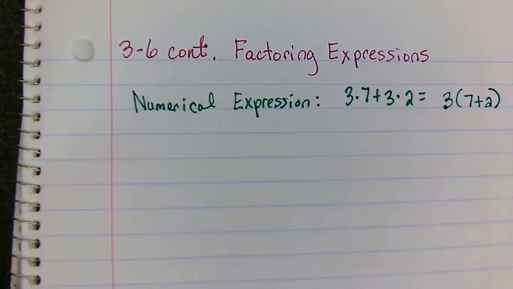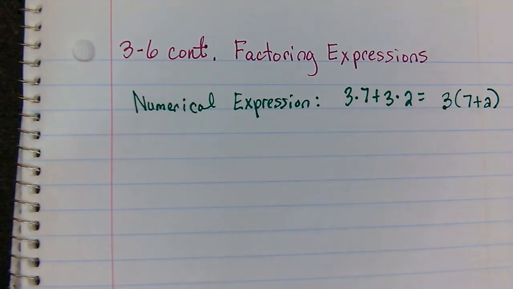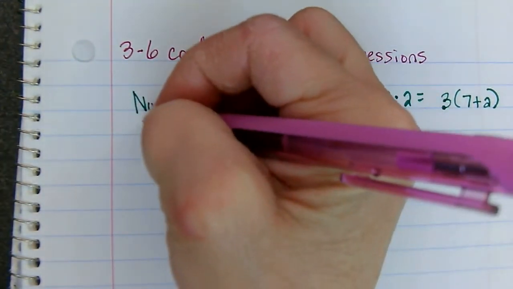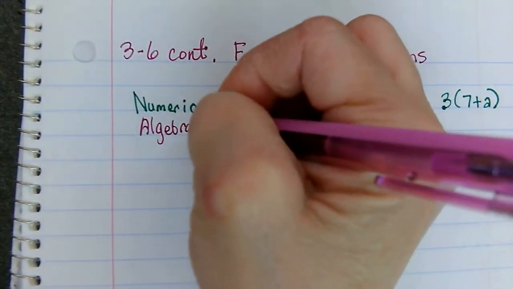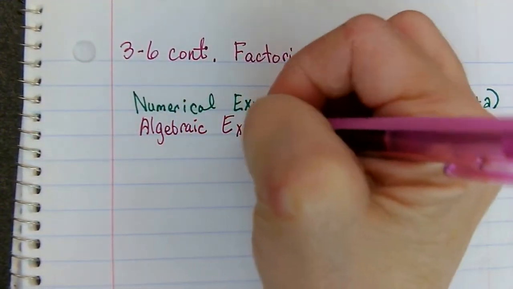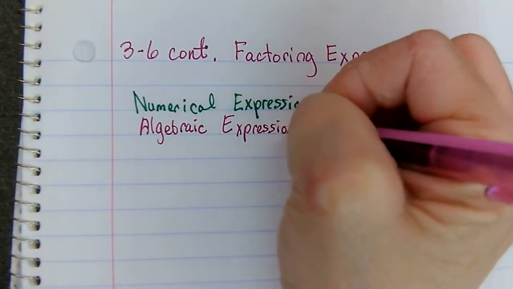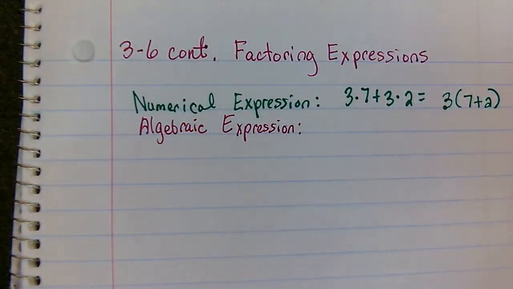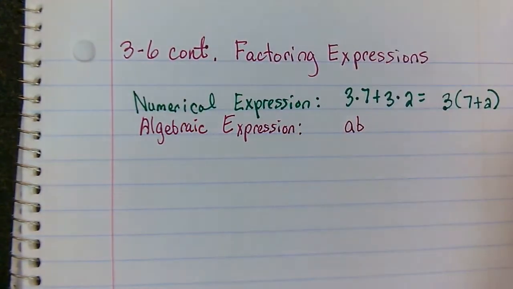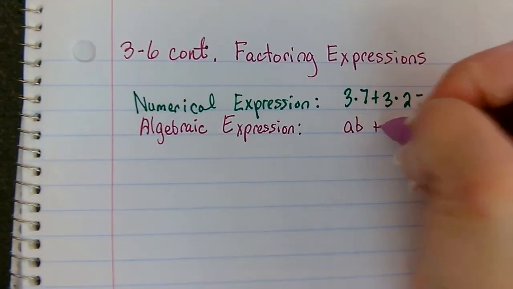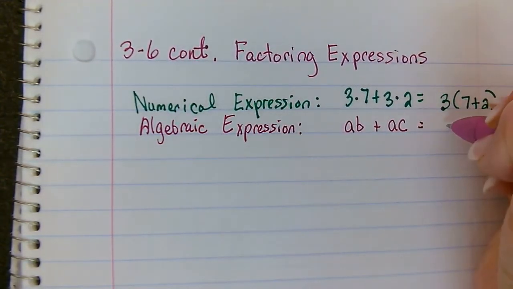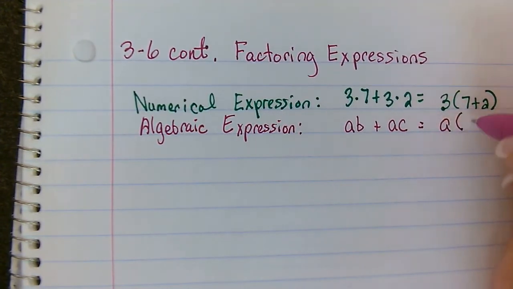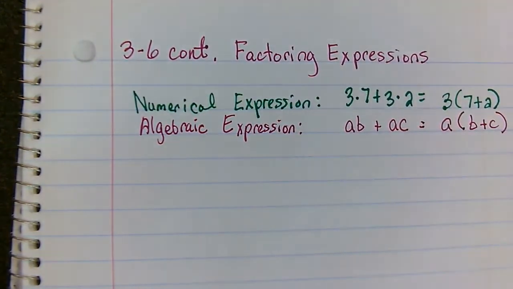Okay? Now let's look at an example of an algebraic expression. So with an algebraic expression, you could have AB, or A times B, plus AC, or A times C, and we can factor A out of both of these, and in parentheses it would be B plus C.